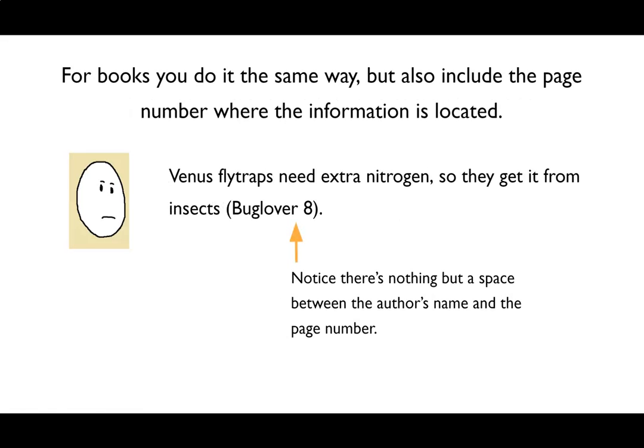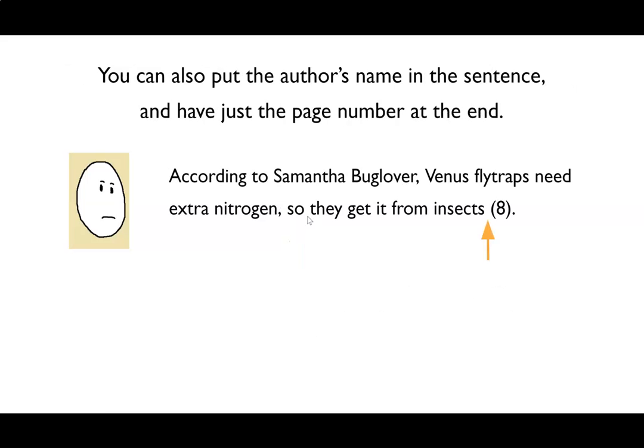If you are referring to a book and you can find the page number where the information is located, you would also need to add that. So in addition to the author's last name, you would also put the page number there. Or you can do kind of a combination of the two. You can refer to the author's last name in your sentence, and then at the end, because you've already said their last name, you don't need to put it in parentheses, you would just put the page number. Okay. Sorry, didn't mean to move forward that fast.